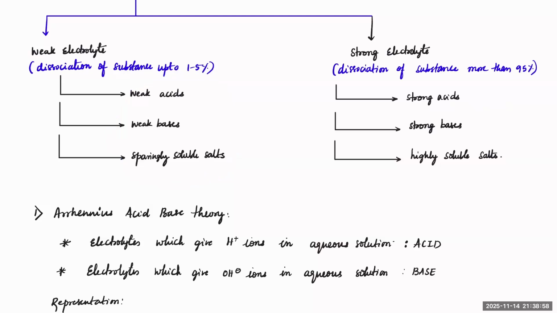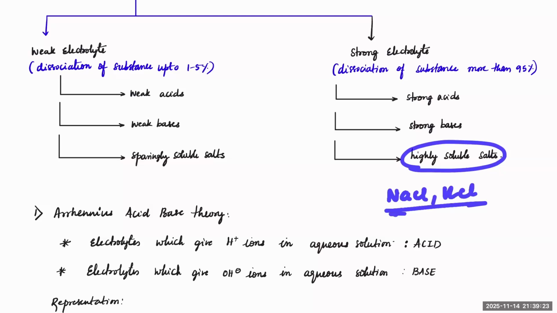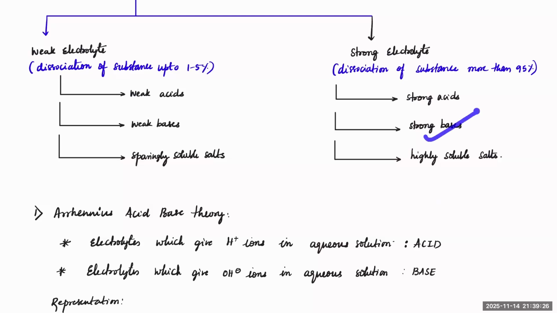Next is strong electrolyte. When it comes to strong electrolytes, it is about dissociation of the substance of more than 95 percent. Clear? If the dissociation is more than 95 percent, we call it a strong electrolyte. So you can see strong acids, strong bases, and highly soluble salts. Highly soluble salts like NaCl, KCl will dissociate 100%. Then we also have terms like strong bases and strong acids, which almost dissociate 95% and above. So these are called strong electrolytes.